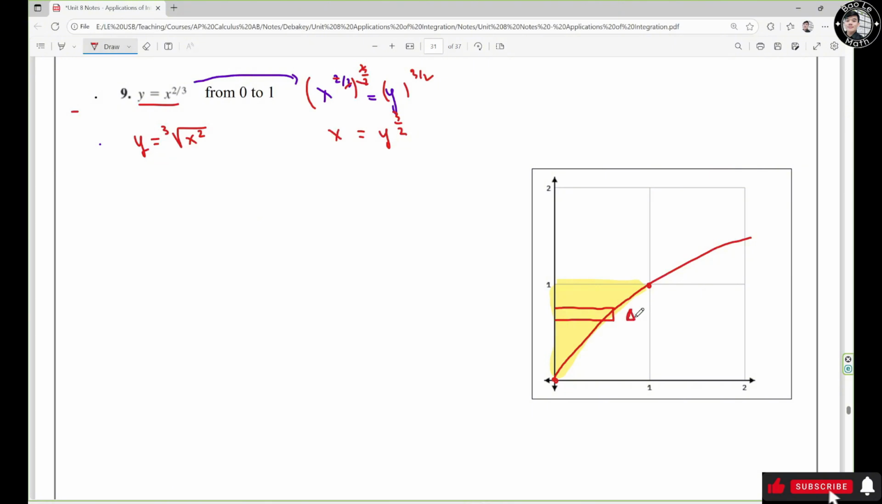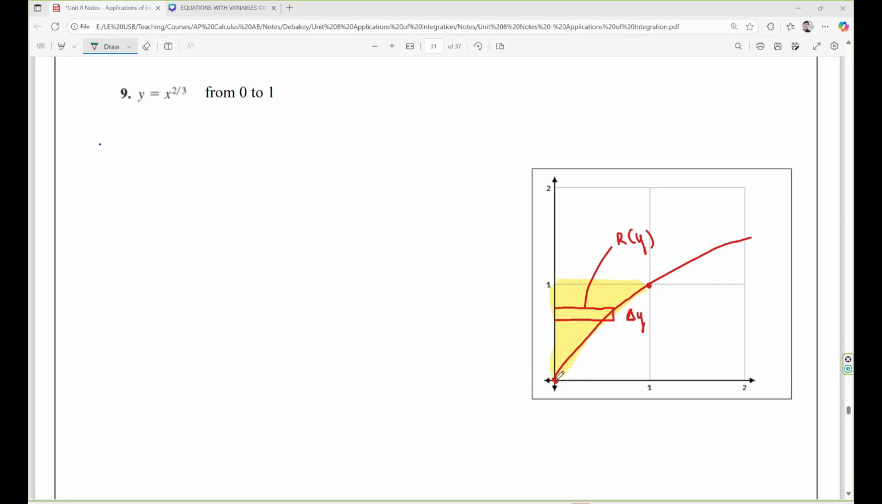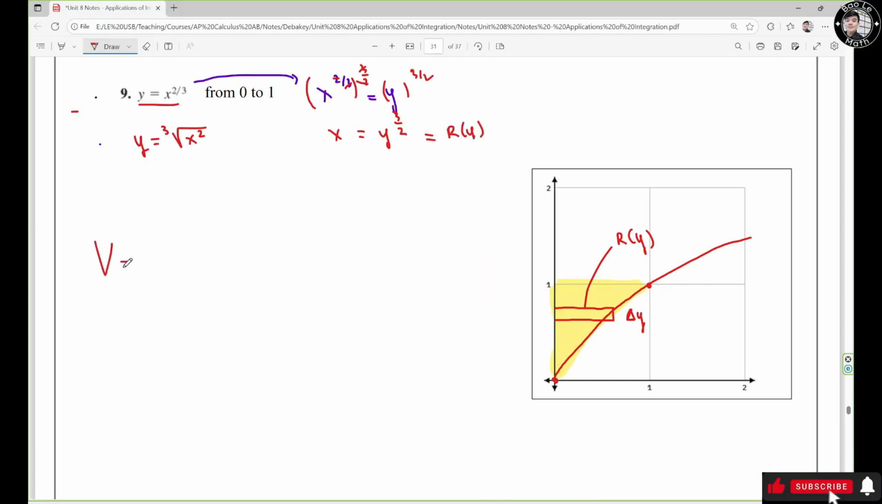This one actually delta y. This one actually the radius in terms of y. And the radius in terms of y is right here. Right? Now if you revolve this one about the y-axis, you will get something like this. So the volume should be pi times the integral from 0 to 1 right here. 0, 1, right? Of this guy right here, right? y power 3/2 all together square dy, right?